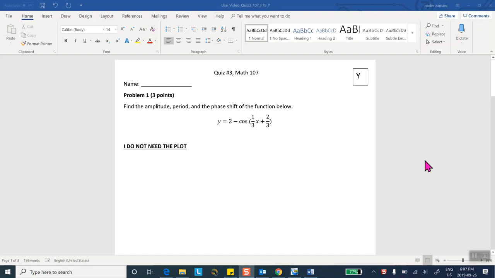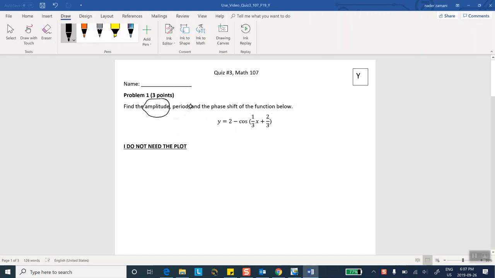Now you're given a function, as you can see right here, and it's asking you for three things: amplitude, period, and the phase shift. Now the amplitude is always positive.